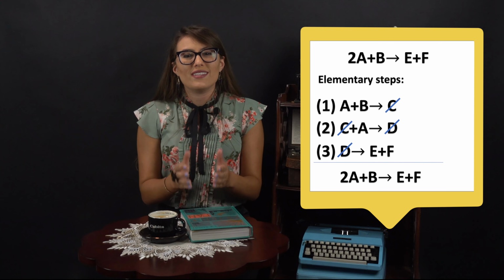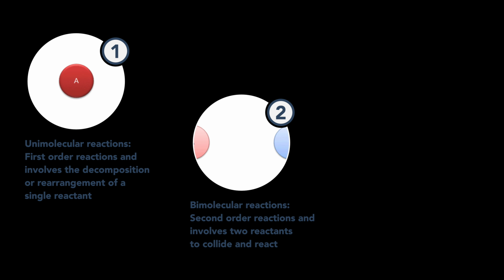Each of these individual steps is referred to as an elementary step, which describes a single molecular event. You have different types of elementary steps, and each is characterized by its molecularity, which simply means the number of reactant particles involved in a reaction. Some common classifications are unimolecular reactions, which are first order reactions and involve the decomposition or rearrangement of a single reactant.